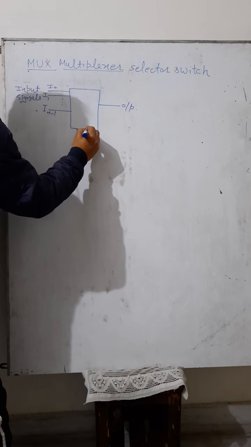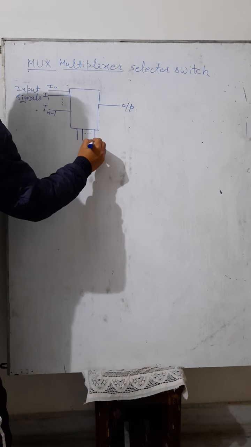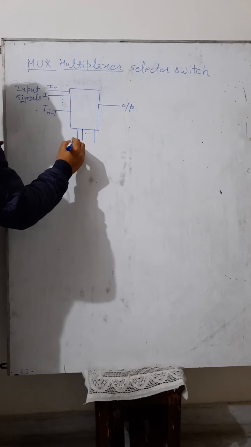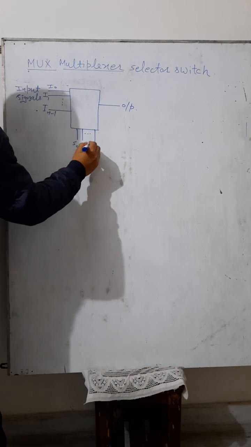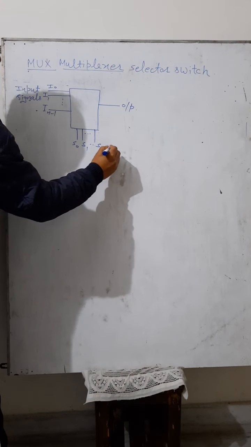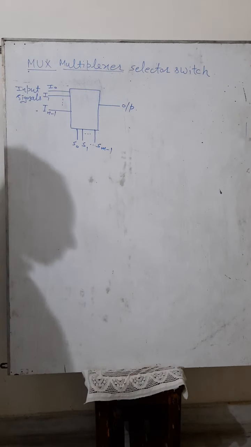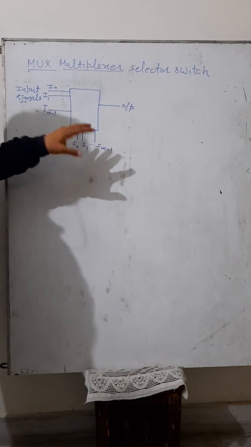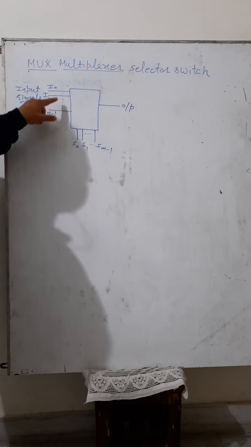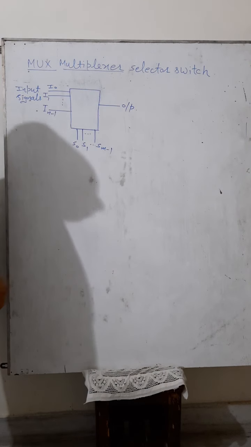These select signals are named S0, S1 up to Sm minus 1. Okay, so the value of these signals will determine which input signal will go to this output.